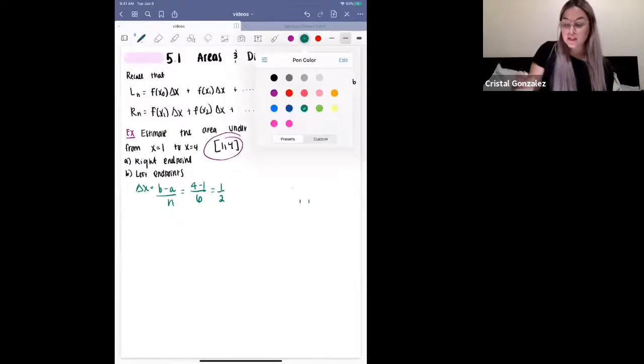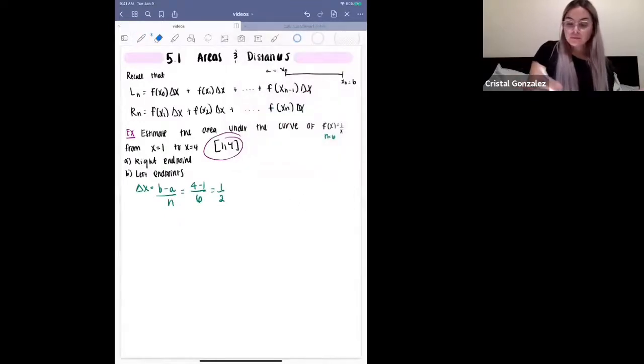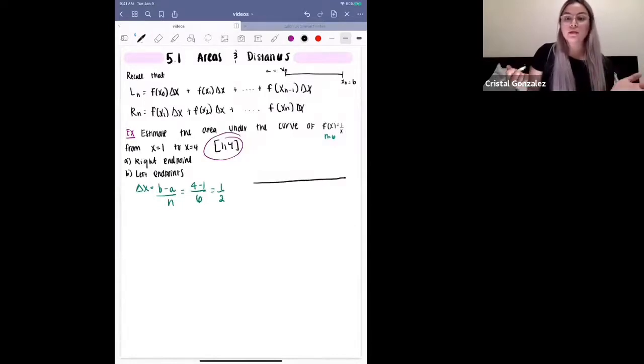What will help you if you need the graph is to draw a number line, because a number line might help you visualize what's happening with the right and the left endpoints. And I would always start the number line where your A is. So our A is 1 and our B is 4. Okay, perfect. Now that we know that our width is going to be 1/2, you're going to want to cut this into 1/2 pieces.